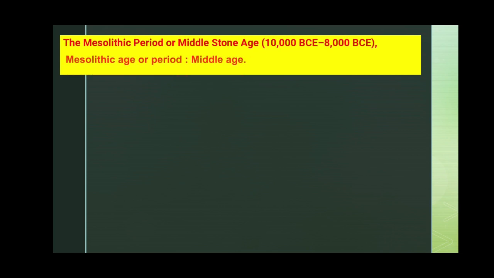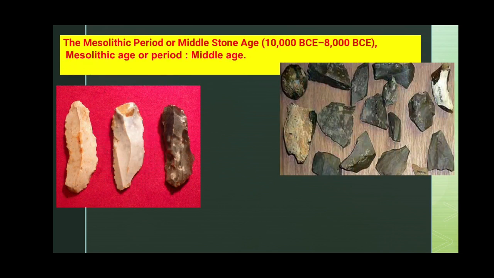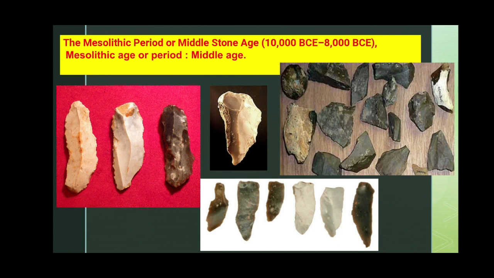Then the next stone age is the Mesolithic period or middle stone age, which was from 10,000 BCE to 8,000 BCE. The Mesolithic age was also known as the middle age as it was between 10,000 and 8,000 BCE. Here you can see the stones are much more different. In the Paleolithic the stones were not that sharp, but in the middle age people came to know which stones they could use for which purposes, and they also gave some shapes to the stones or tools.